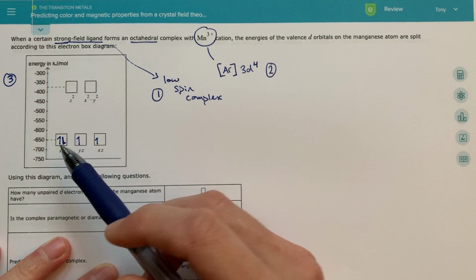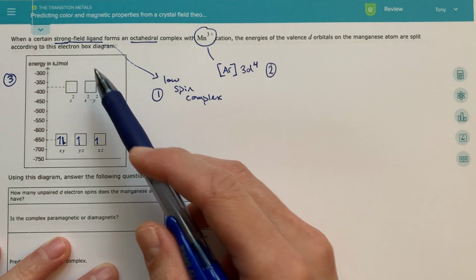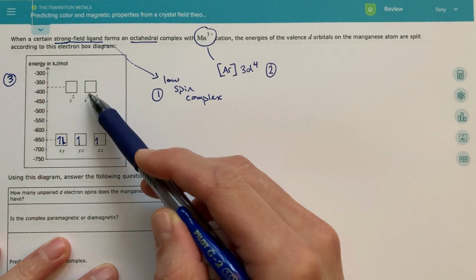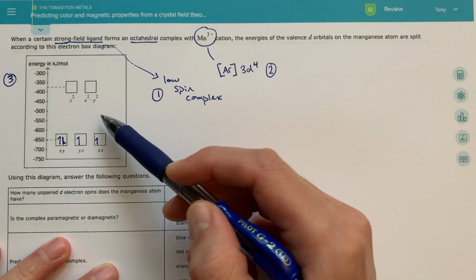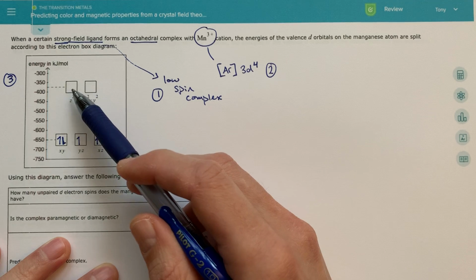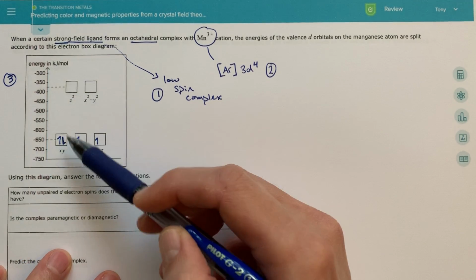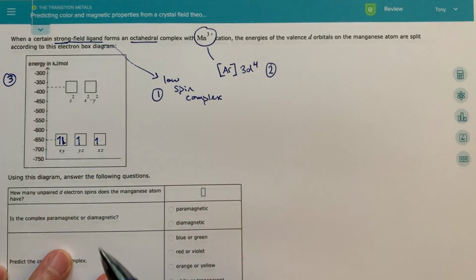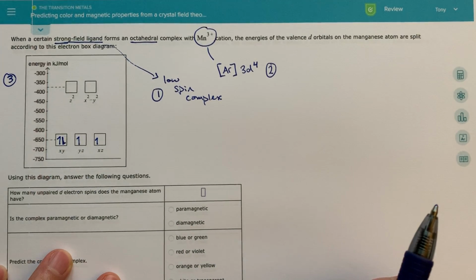If that pairing energy is higher, if this is a weak field ligand, where the energy difference between these levels is much smaller, then it makes more sense for that last 4th electron to go to the higher energy level, as opposed to paying that pairing fee to join up with this other electron here. So just want to make sure that that's clear.